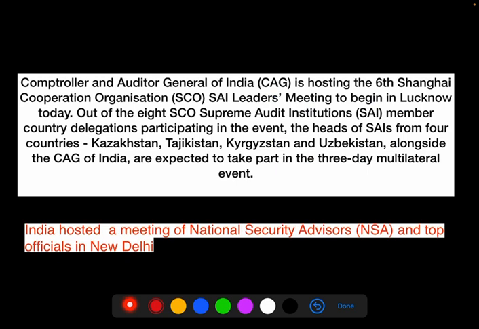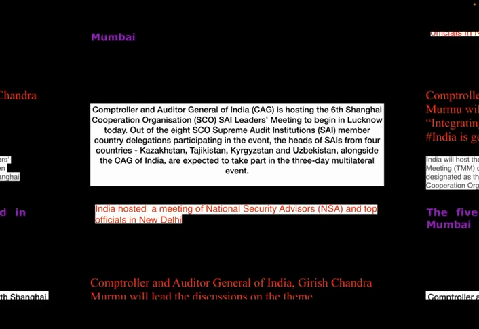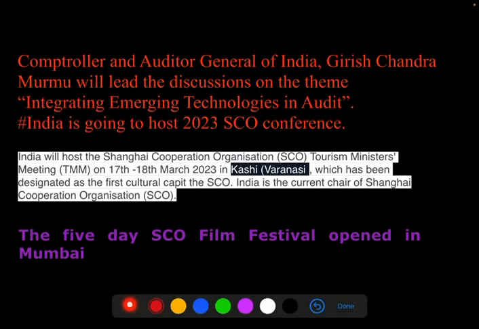India conducted several meetings, namely Shanghai Cooperation Organization countries Auditor General's meeting in Lucknow. It also conducted National Security Advisors meeting in New Delhi. This was the 18th meeting of National Security Advisors for the Shanghai Cooperation Organization, which just happened 4 days back on March 29th. Further, India also conducted Shanghai Cooperation Organization Tourism Festival in Varanasi, that is Kasi. It even conducted Shanghai Cooperation Organization Film Festival in Bombay or Mumbai.